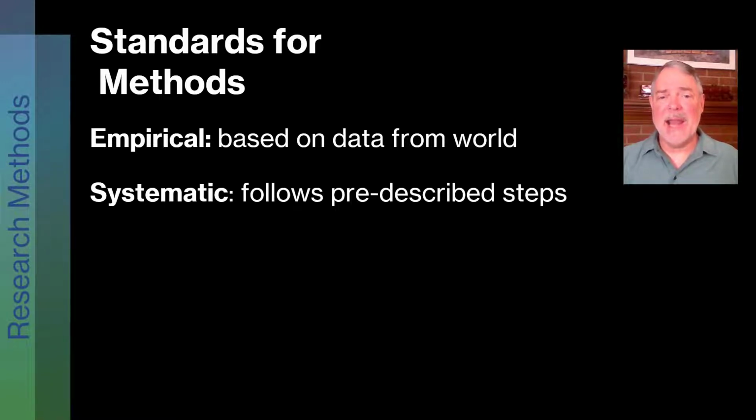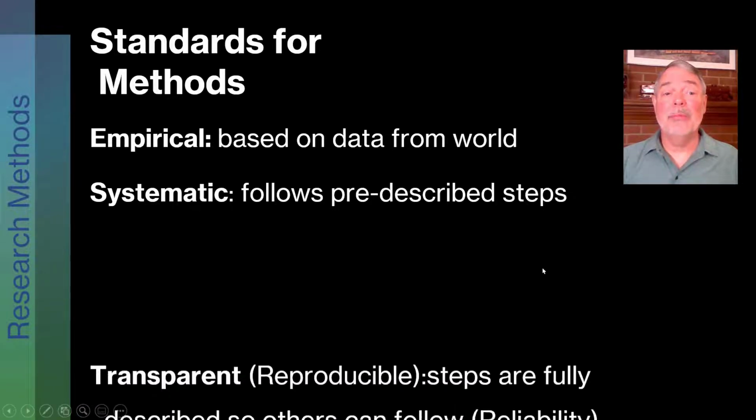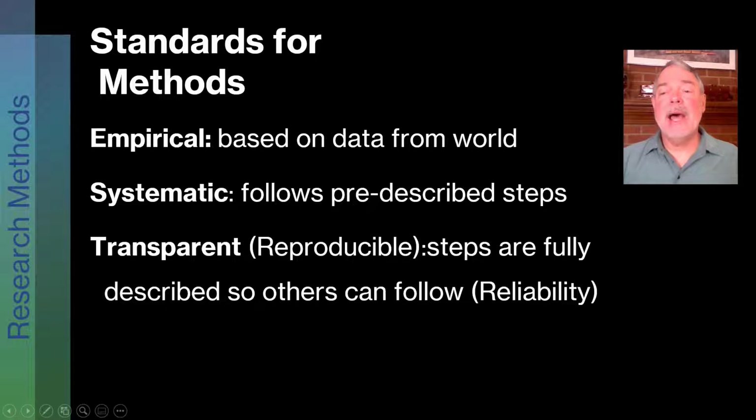Systematic. This is the key thing. It follows prescribed steps. Who describes them? You do, in your methodology section. We're looking for a systematic approach to the research. We want to see that you've laid out steps and that you have a reasonable, describable, pre-planned approach to looking at the data from the world. And part of that is this idea of transparency or reproducibility. In the hard sciences, when they conduct an experiment, they like to reproduce it. I say we're looking at transparency.